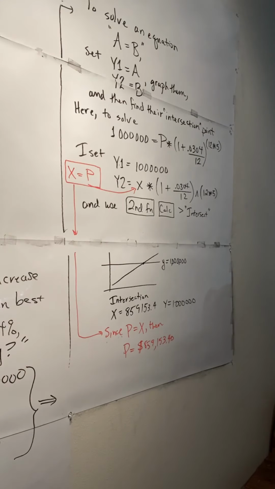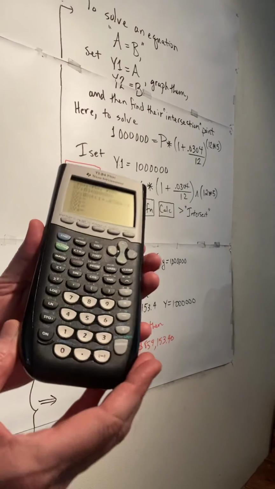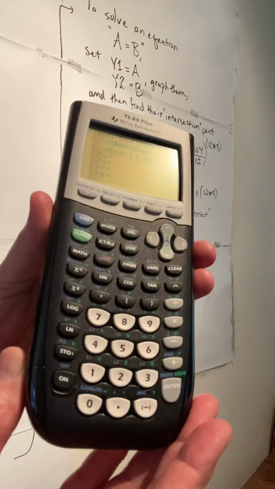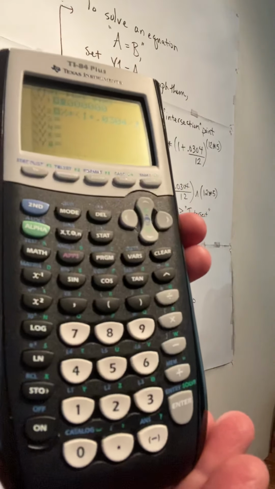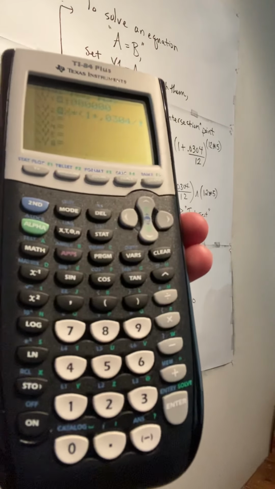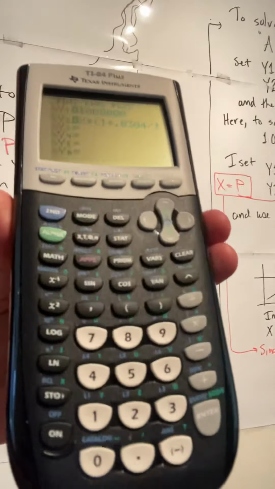You could enter y1. Now let's see, can I get this so that you guys can read that? I'm hoping I can. You set y1 equal to 1 million. Trying my best here. Okay, y1 equal to 1 million. Let's see if I turn it this way. Yeah, that's better. So y1 is equal to 1 million.